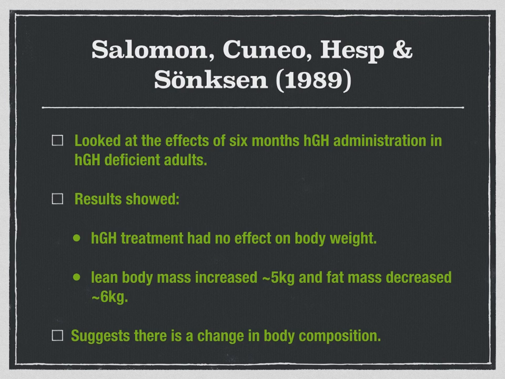So a study here by Salomon, Cuneo, Hesp, and Sonksen in 1989 looked at the effects of 6 months of hGH administration in hGH deficient adults. The results of their study showed hGH treatment had no effect on body weight. However, body composition changes were seen. Lean body mass increased by roughly 5 kilograms, while fat mass decreased by roughly 6 kilograms. So although there was no change in their body weight, the composition of their body changed fairly drastically.